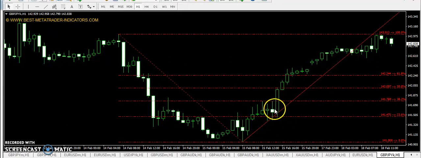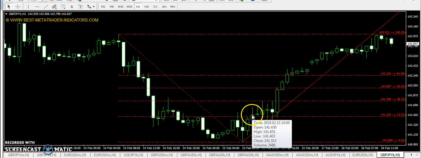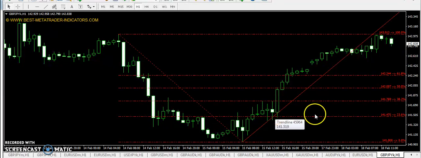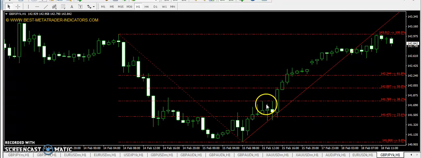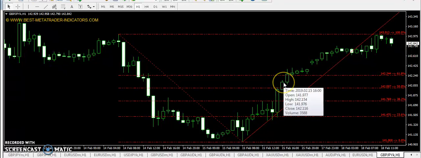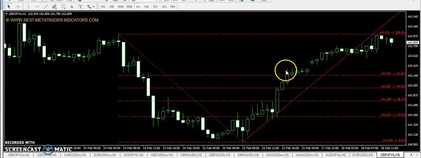Then it touched the 23% level. Now, how to do scalping within these levels in the middle? It's very easy. Whenever you see that the candle is closed above a particular level, like this 23.6 level, and the hourly candle closed above that level, you can take a chance on a buy position and test the next level, that is 38.2. Later, it broke the 38.2 level, and the candle closed above the 50% level. So there was again a chance to do scalping. Then it moved up again, closed above the 61.8% level, and tested the 100% level.